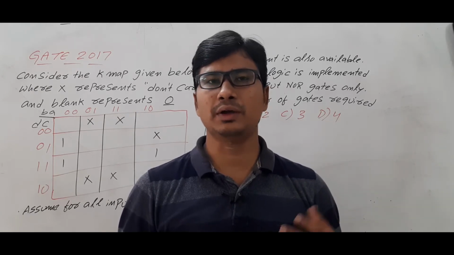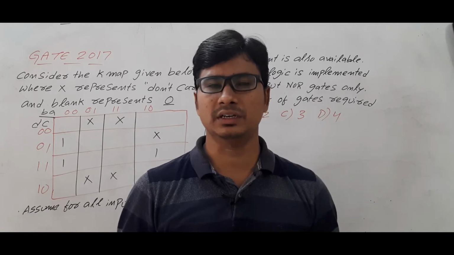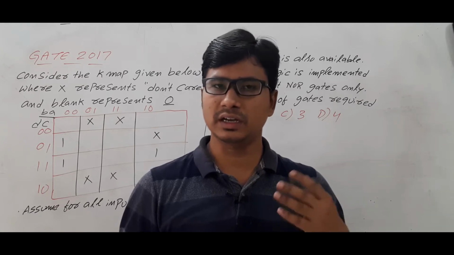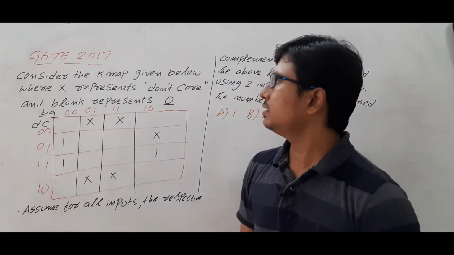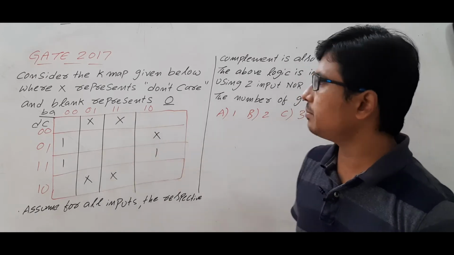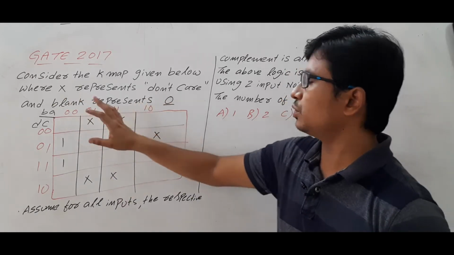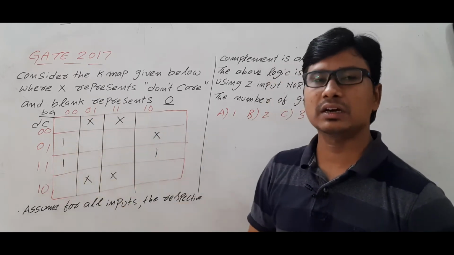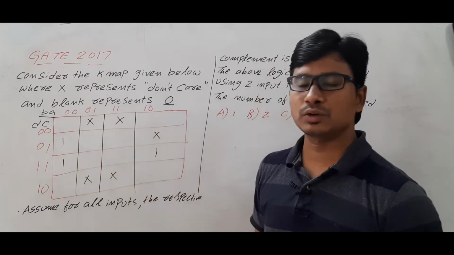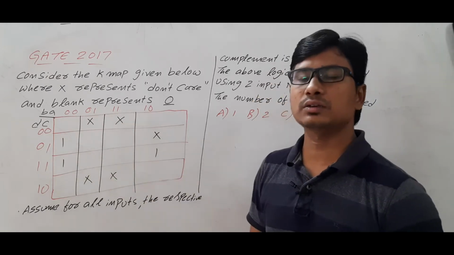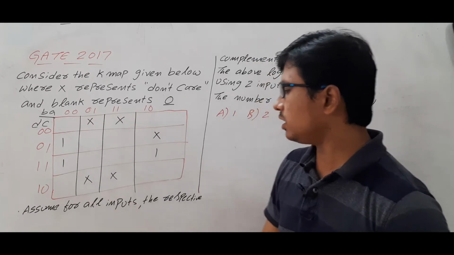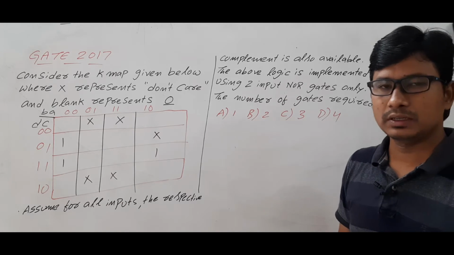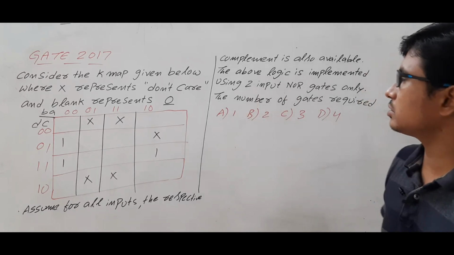In this video, I want to discuss one of the GATE questions which came in the year 2017. First, let me read out the question, then I will discuss the solution with you. Consider the K-map. They have given a K-map where X represents don't care conditions and blank represents 0. So we have ones which are the min terms, blanks are zeros, they are max terms, and X are the don't care conditions. Assume all inputs, the respective complements are also available.